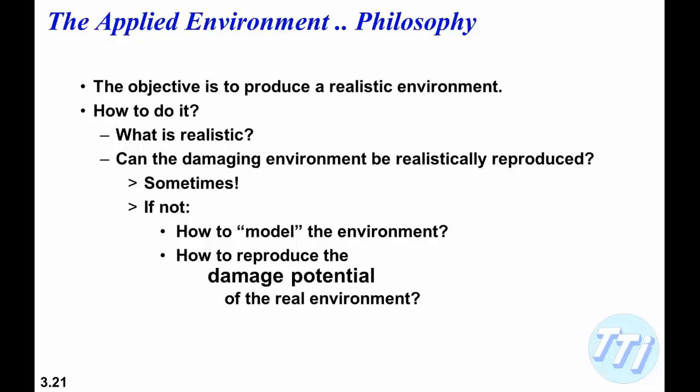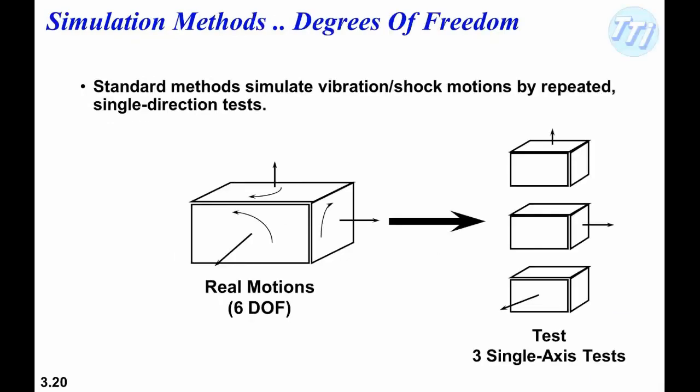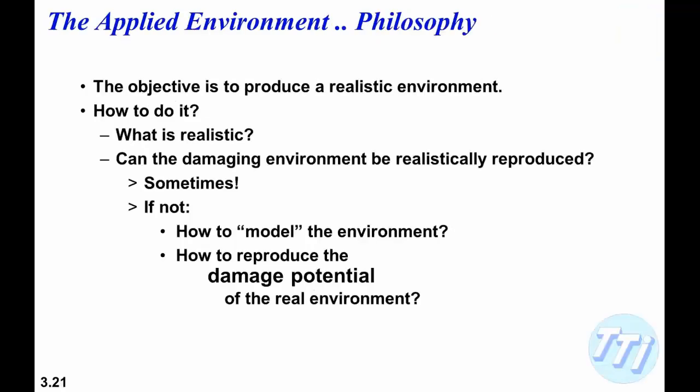So the question is what's realistic, or what is actually going to cause the damage to our specimen? Can we get away with 3 uniaxial tests, or do we have to do a multiple degree of freedom test? One of the cool things going on in our industry right now is that multiple degree of freedom testing is coming into its own, and we really can do 6 degree of freedom tests. So what we want to do is produce a realistic environment.